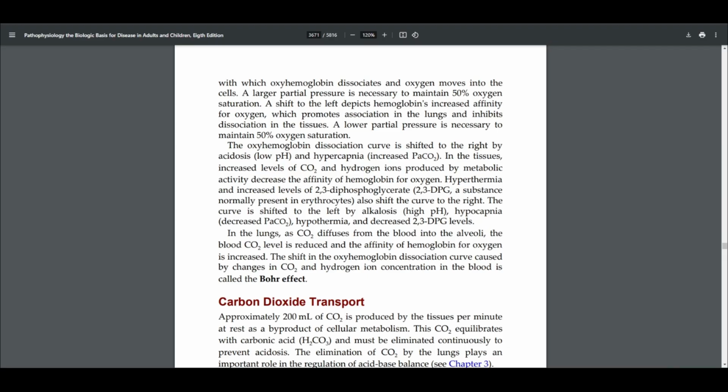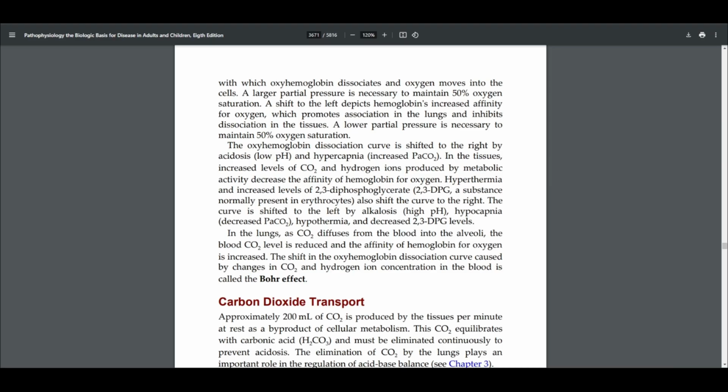A shift to the left depicts hemoglobin's increased affinity for oxygen, which promotes association in the lungs and inhibits dissociation in the tissues. A lower partial pressure is necessary to maintain 50% oxygen saturation. The oxyhemoglobin dissociation curve is shifted to the right by acidosis and hypercapnia. In the tissues, increased levels of CO2 and hydrogen ions produced by metabolic activity decrease the affinity of hemoglobin for oxygen.